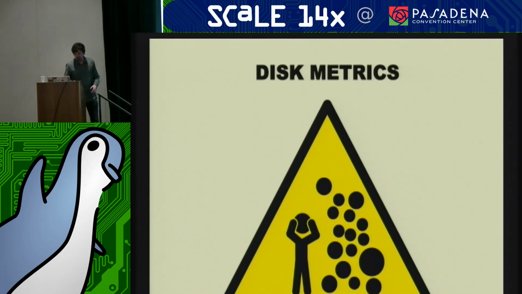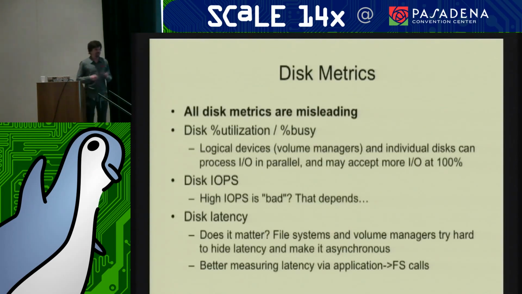Disk metrics themselves are worse, because all disk metrics are misleading. And you'll understand this if you've worked in the storage industry. Take disk percent utilization or percent busy. The problem is we often have logical devices that may be backed by multiple disks. And so a percent busy calculation just tells us that something was active during that window of time. We don't know if half the spindles were busy, or flash drives, or all of them. You don't really know the headroom, which is kind of the whole point of measuring percent busy or percent utilization.